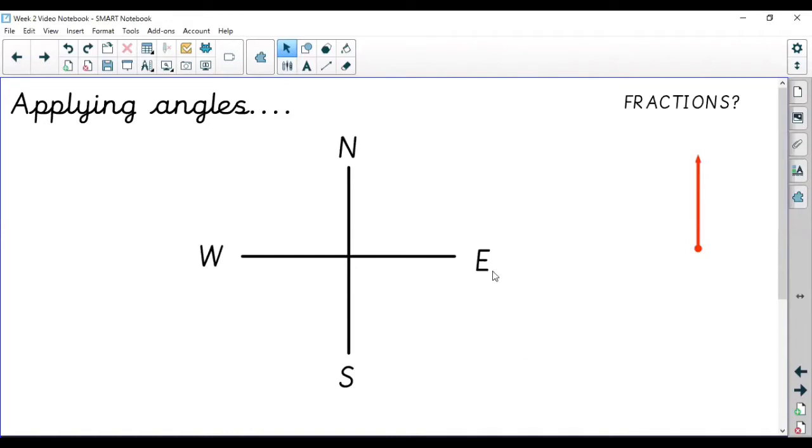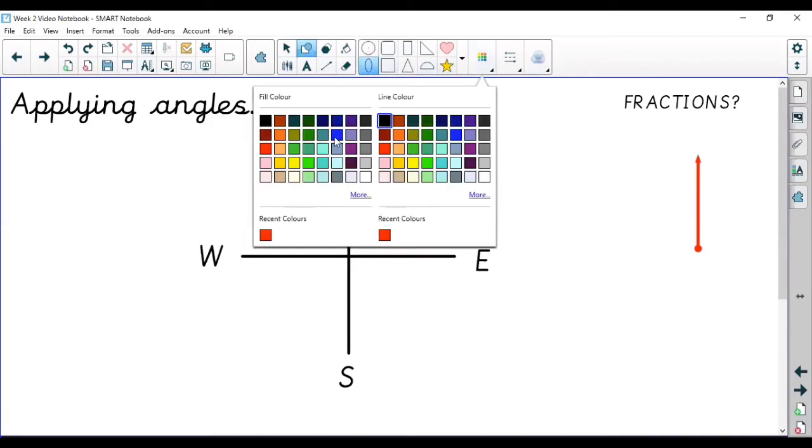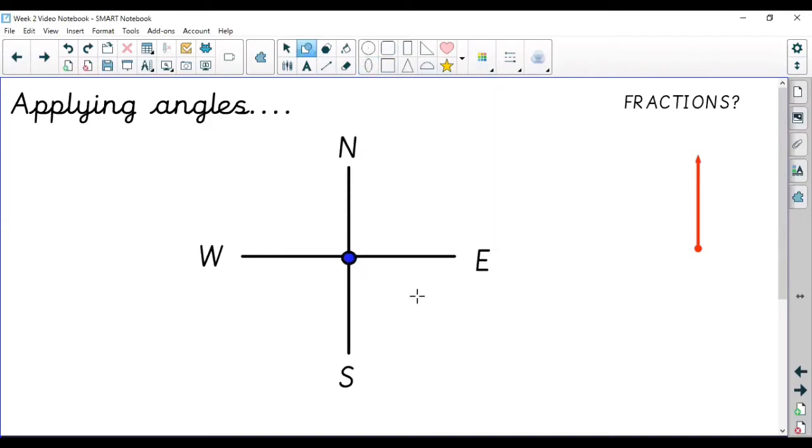You can see on my screen at the moment that I've got some compass points. And on these compass points, we can use this to apply our angles. For example, if I was standing in the center here, let's get a circle out for you to mark where I'd be standing. So if I was standing here, that would be my center point. Now, if I move this arrow over to here, at the moment I'm facing north. If I move this arrow to east, I've turned 90 degrees, because this angle inside here is 90 degrees.